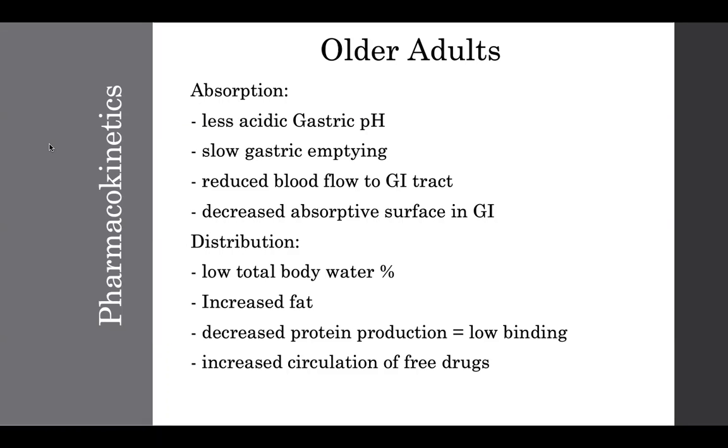And then with distribution, they're the opposite of pediatrics, and they have a low total body fat or body water percentage and an increased fat percentage. They also have that decreased protein production, so you have low binding when it comes to the drugs there, and you'll have that increased circulation of the free drug.